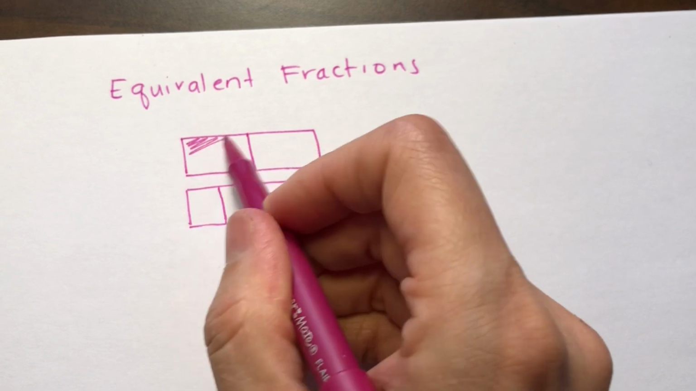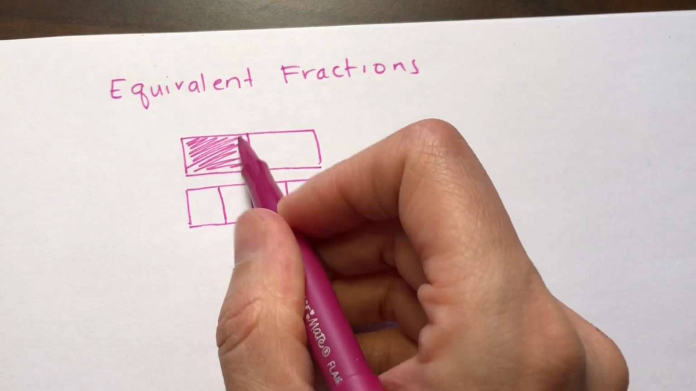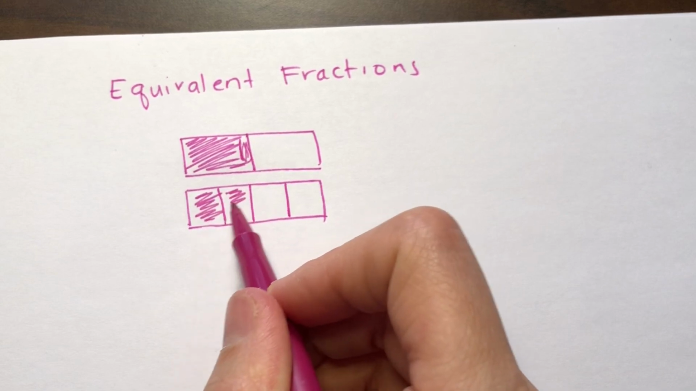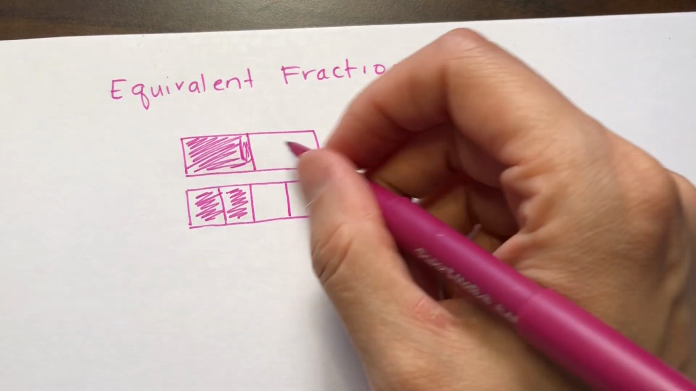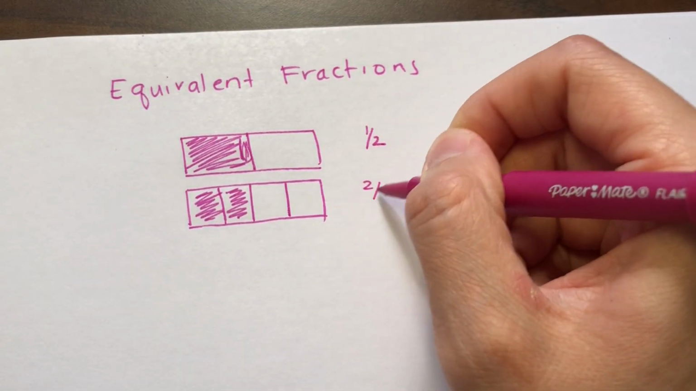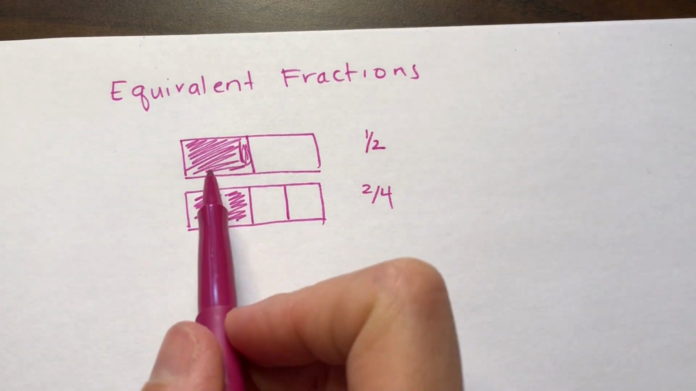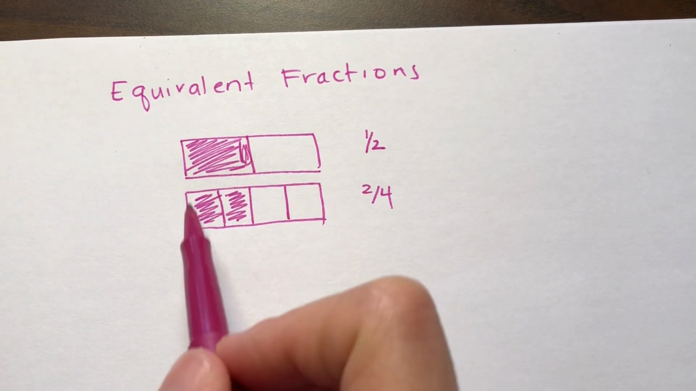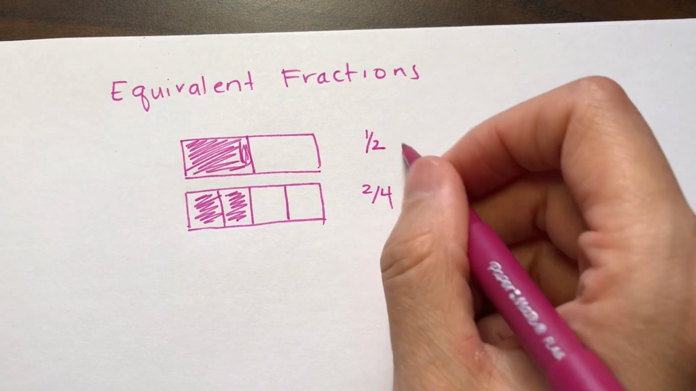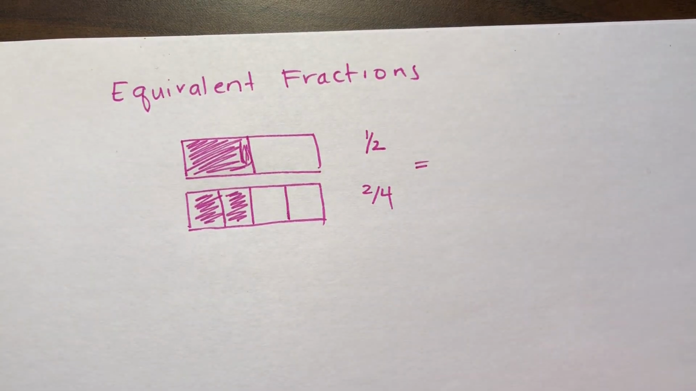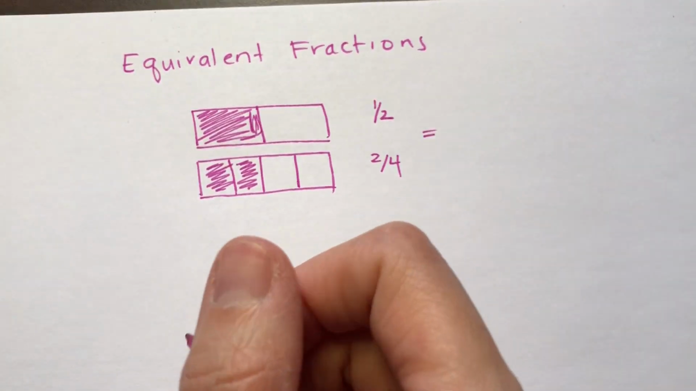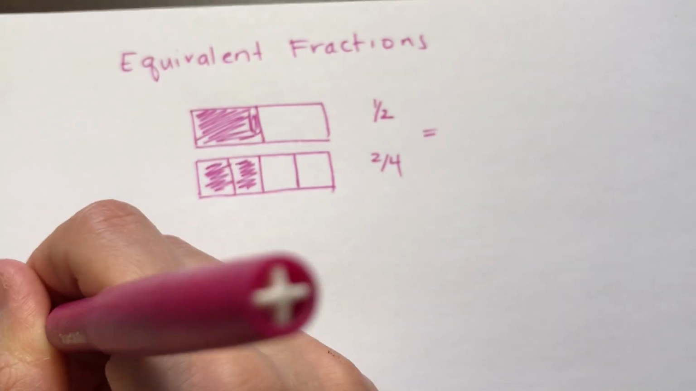So up here I'm going to shade in 1/2 right here. And down here I'm going to shade in 2. And I will write the fraction for each. So this one is 1/2. This one is 2/4. So do you see how even though this one is a half and this one's 2/4, the same amount is shaded in each? That is because those two fractions are equal. They're called equivalent fractions.